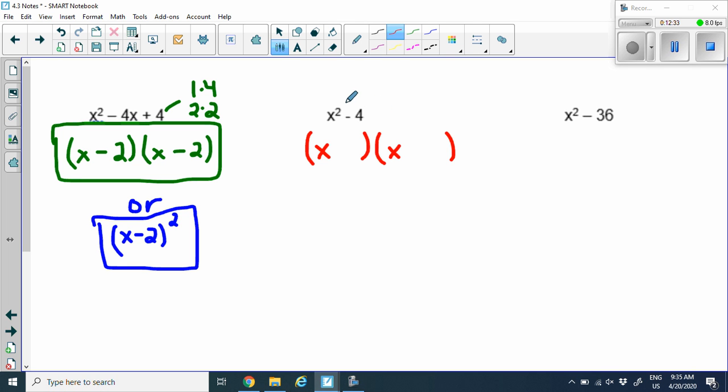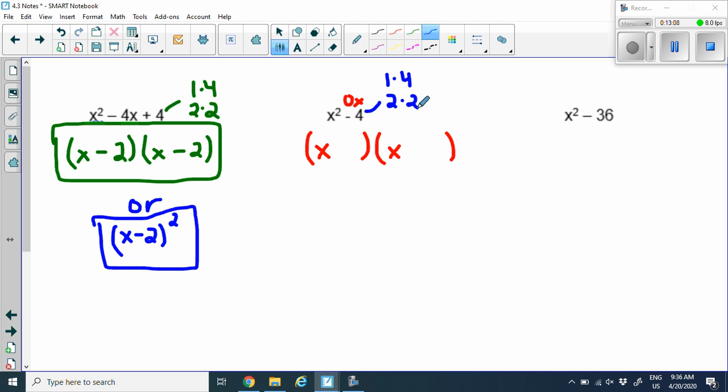Now notice what is missing. We have our x squared, okay, and we have the constant, but we don't have the middle term. Really, the middle term is going to be 0x because we don't have it. So what we need to determine is what is a pair of numbers that will multiply to 4 and add up to a 0x. Well, let's determine all the numbers that multiply to 4. So we have 1 and 4 and 2 and 2.